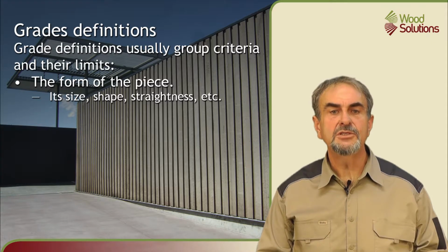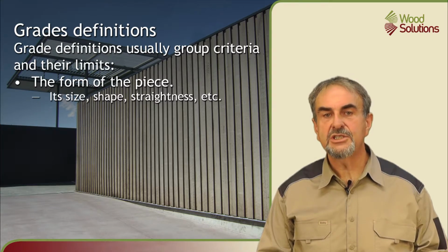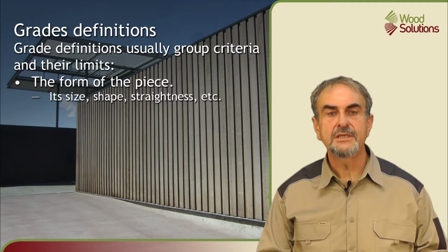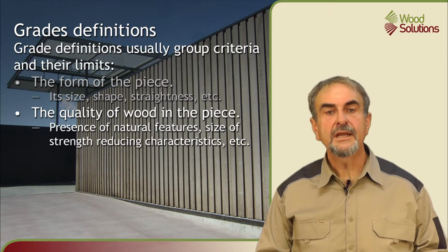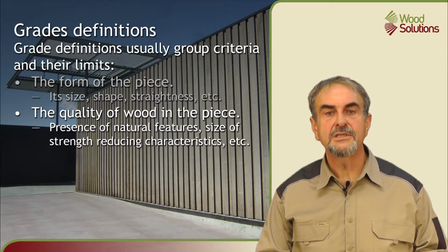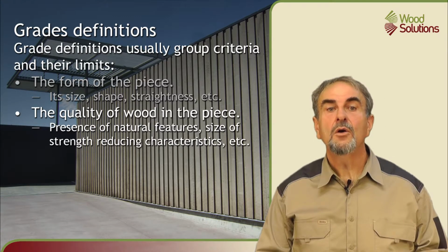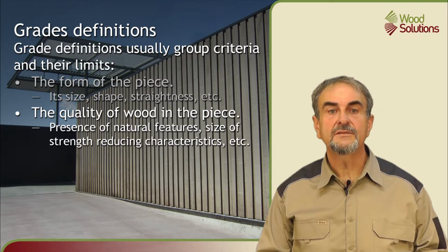Grade definitions usually bundle their criteria and criteria limits into two groups. The first of these include criteria that deal with the form of the piece, that is its size, shape, straightness and similar characteristics. The second group deals with the quality of the wood in the piece. That can include the aspects of appearance and presence of natural features, or its structural capacity and the size of strength reducing characteristics. Customer demand is a primary driver for grades and the criteria in the grade definitions.